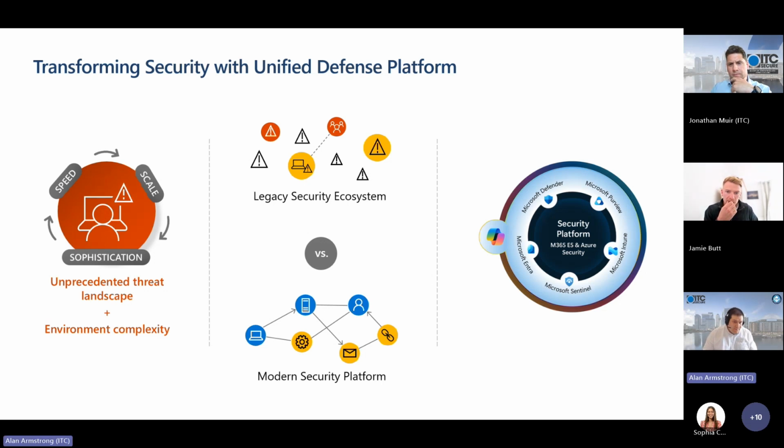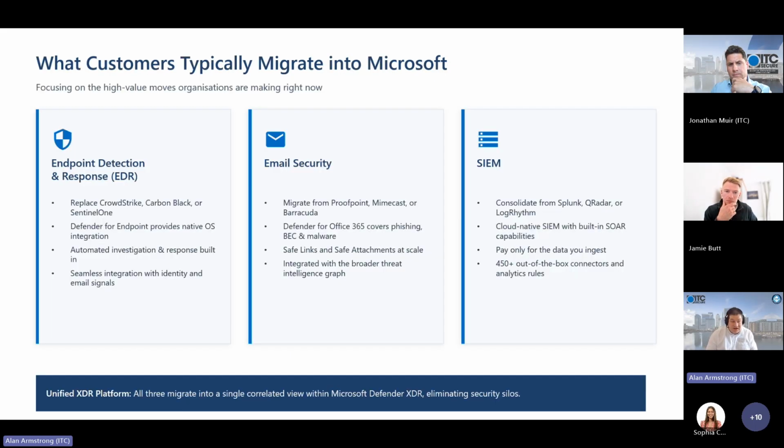Hi everyone. My name is Alan Armstrong. I'm head of cloud security here at ITC, and a Microsoft MVP in SIEM, cloud security, and XDR. So let's go from where Jamie was, and look at what the typical migrations are that we're now seeing from third-party solutions into Microsoft.